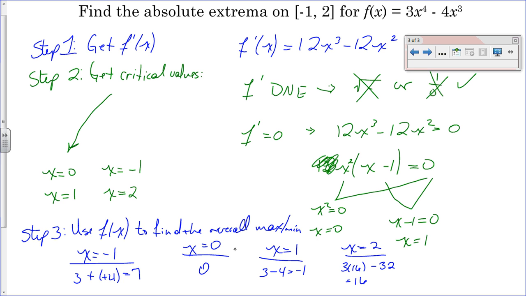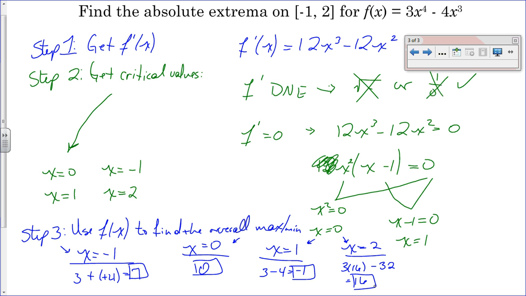All right, so now we've tested our two critical values that we found. We found x equals 0 and x equals 1 to be our critical values. And then our endpoints are x equals negative 1 and x equals 2. So now what we want to do is look at our values that we got. The lowest value will be where our min is located, and the highest value will be where our max is located. Okay, so because we have an interval, we're going to have both a max and a min. If we didn't have an interval, we would only have one.